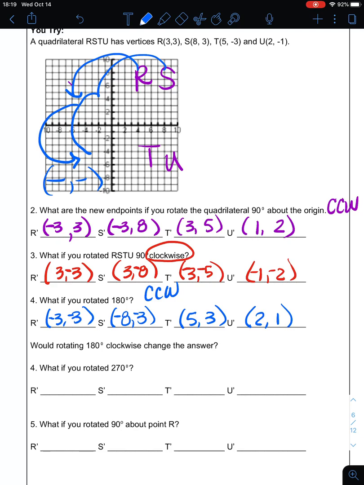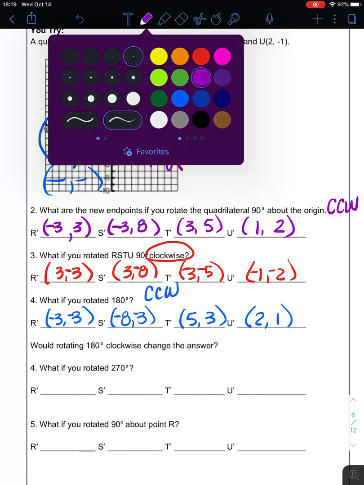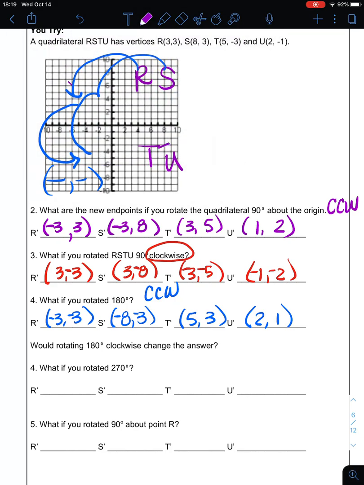Okay, then T and U, they're going to do the same thing. Let me switch colors so you can see. T is going to go 90, 180. U is going to go 90, 180. They're going to end up in quadrant 2. Quadrant 2 has negative, positive signs. So I'm going to put my negatives where they go.